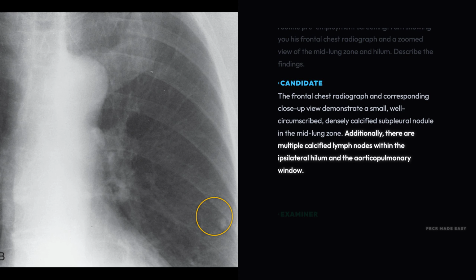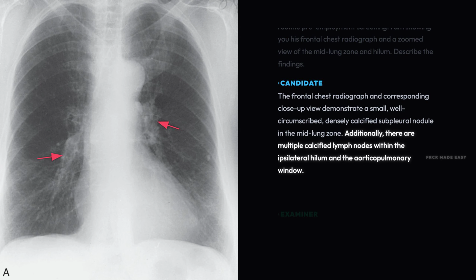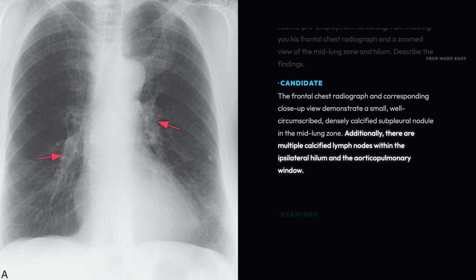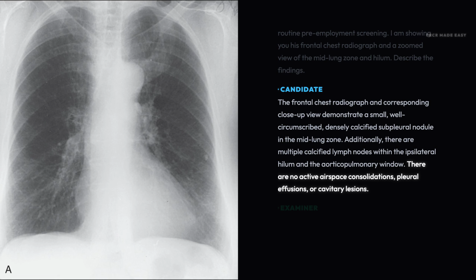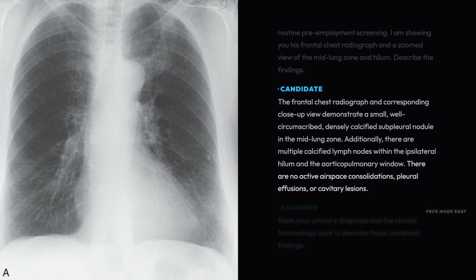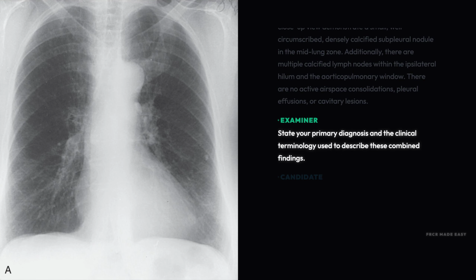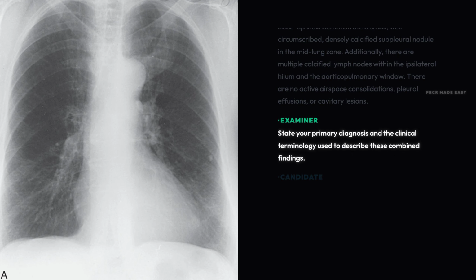the mid-lung zone. Additionally, there are multiple calcified lymph nodes within the ipsilateral hilum and the aortopulmonary window. There are no active airspace consolidations, pleural effusions, or cavitary lesions. State your primary diagnosis and the clinical terminology used to describe these combined findings.